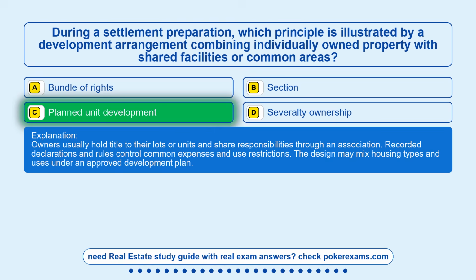Owners usually hold title to their lots or units and share responsibilities through an association. Recorded declarations and rules control common expenses and use restrictions. The design may mix housing types and uses under an approved development plan.